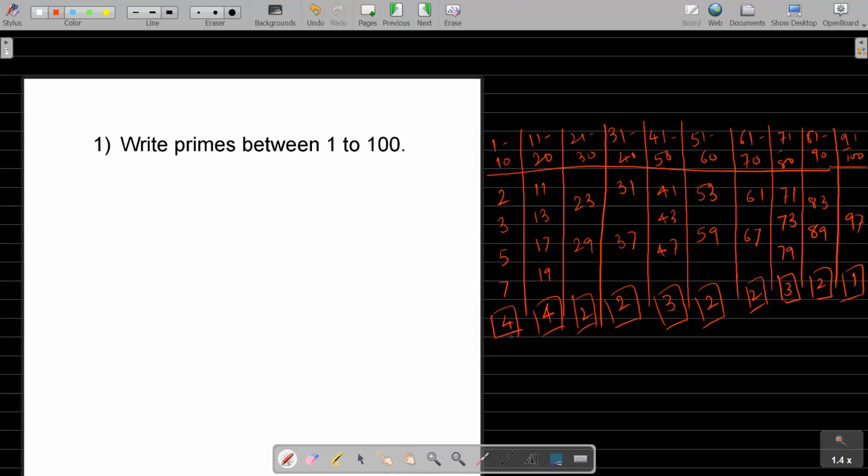Okay, so now add all these numbers and check what the total is. So that's the answer to my question: how many prime numbers are there between 1 and 100? 25, sir. This sum is 25, right? Just check your answers whether you have got 25 primes between 1 and 100.